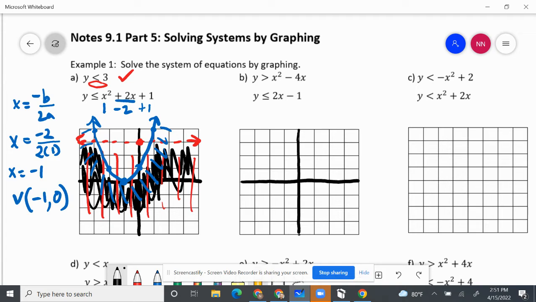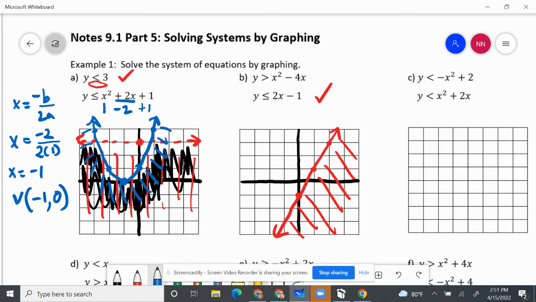This time I am going to start with the bottom equation because that's the linear one. So negative 1 is my y-intercept. I go up 2 to the right 1. Just to make sure my line is straight, I do it again. It's a solid line. And since it's less than, I'm shading below.